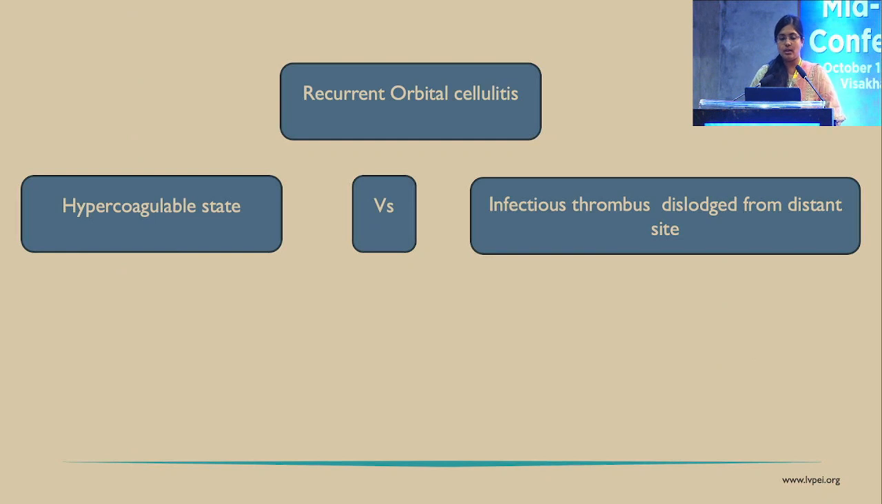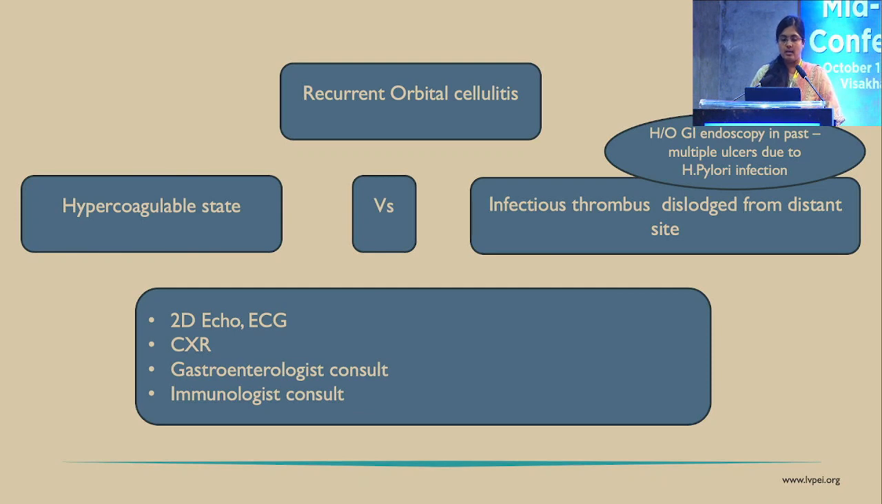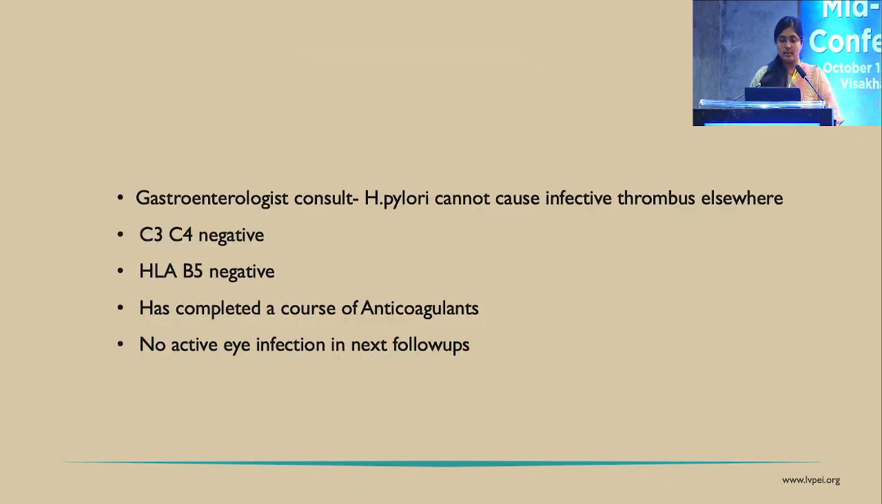So now a hypercoagulable state versus an infective thrombus dislodged from a distant site was kept in mind and history was reviewed. He has a history of multiple ulcers and a GI endoscopy was done, which was due to H. pylori infection. He was advised to take gastroenterologist consult and immunologist consult. So the gastroenterologist told that H. pylori cannot cause an infective thrombus elsewhere.